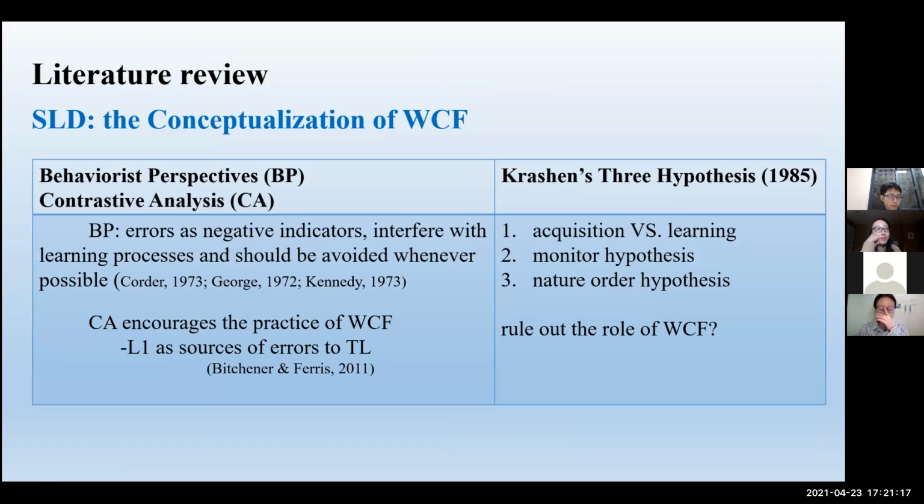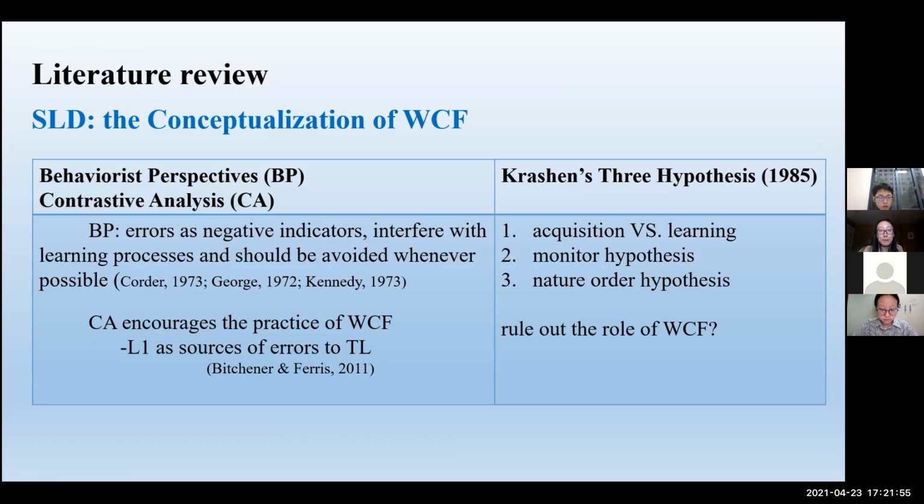Next, I will introduce some related literature in the second language development field. For a period of time, scholars questioned the utility of feedback. For example, during the 1950s, from a behaviorist perspective, errors were considered more as negative indicators. Also, contrastive analysis asserts that students' first language functions as a source of errors in target language learning. Thus, written corrective feedback was justified under those beliefs, and errors were believed worth correcting.